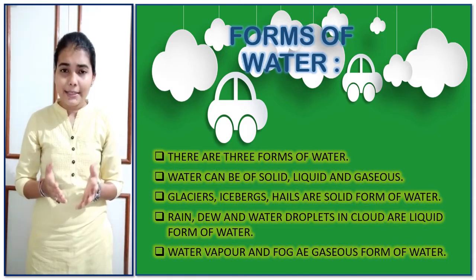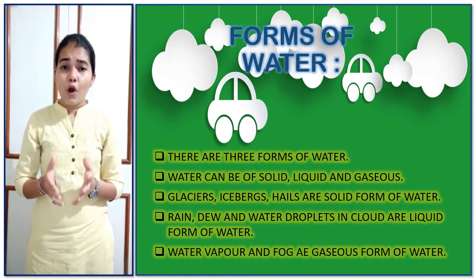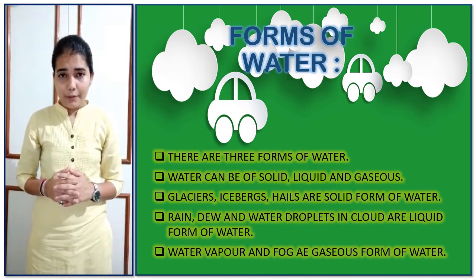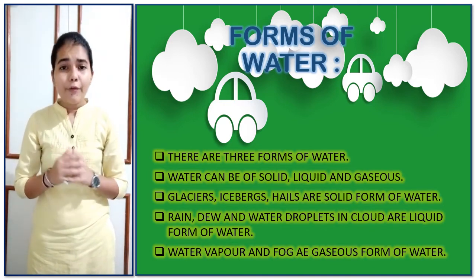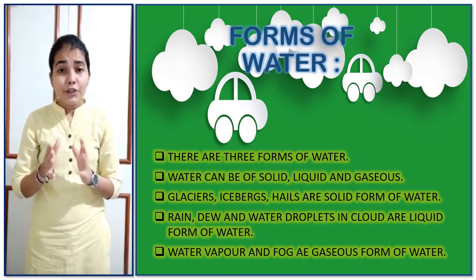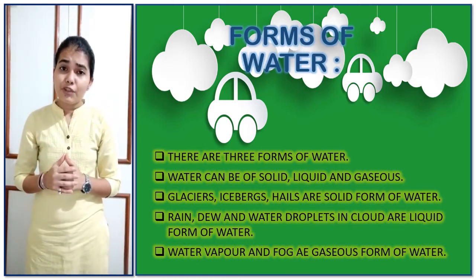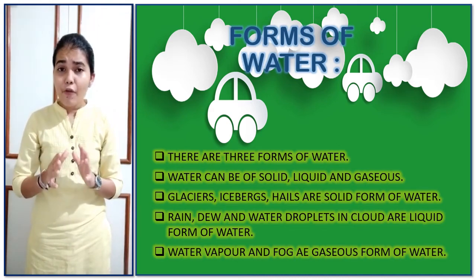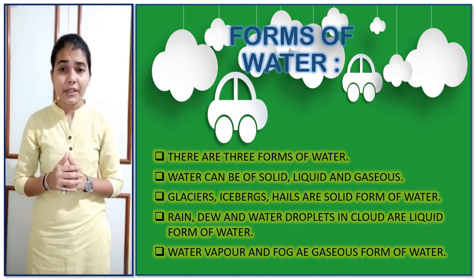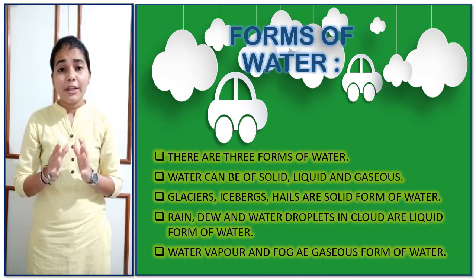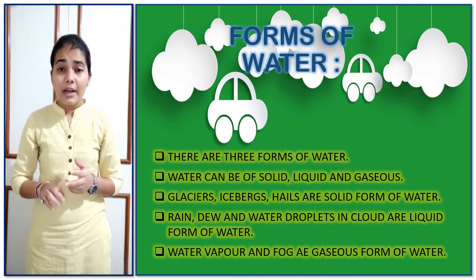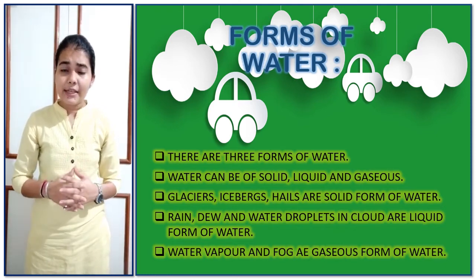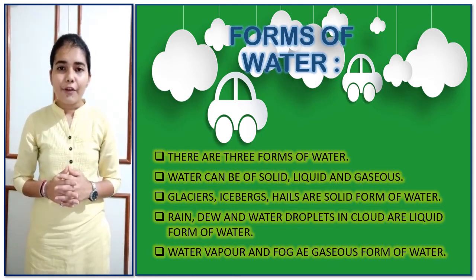Glaciers, icebergs, hails, frost, ice crystals, all are in the solid form of water. Talking about the liquid form of water, rain, dew, and the water droplets which we see are in liquid form of water. Liquid water also covers the earth's surface in the 3/4 in the form of rivers, lakes, and oceans.